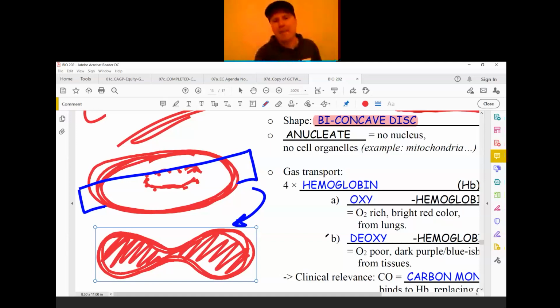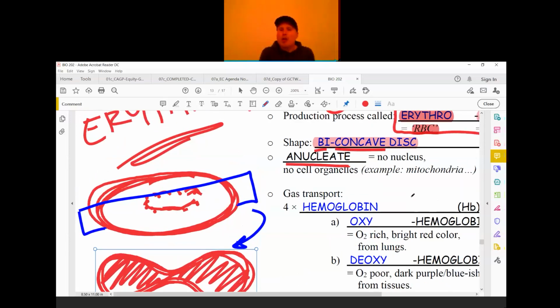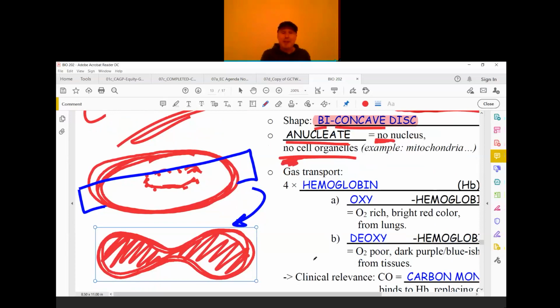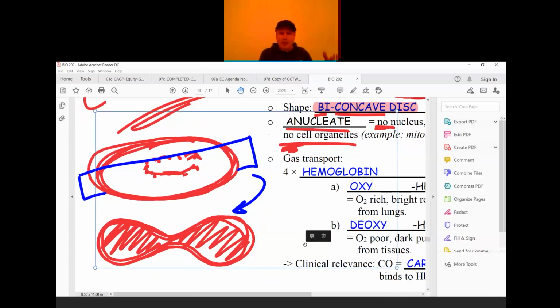The other term that we sometimes hear when we describe red blood cells is anucleate. Anucleate means that there is no nucleus in them. In fact, there are no other cell organelles either, for example, mitochondria in the red blood cells. And if you think that sounds a little weird, all cells had a nucleus.